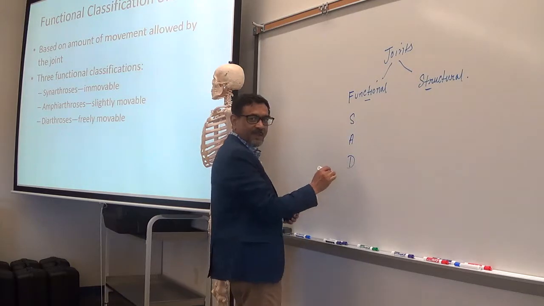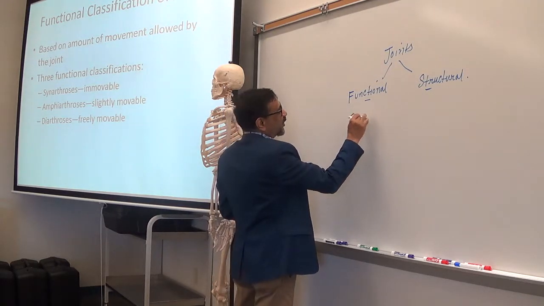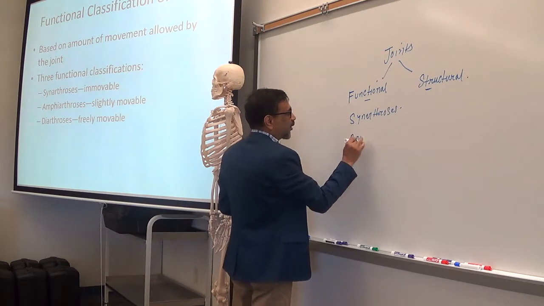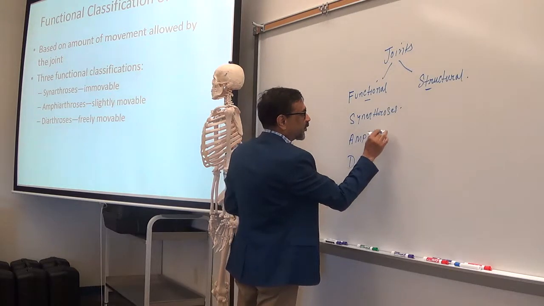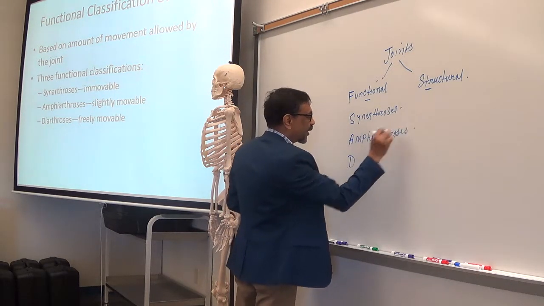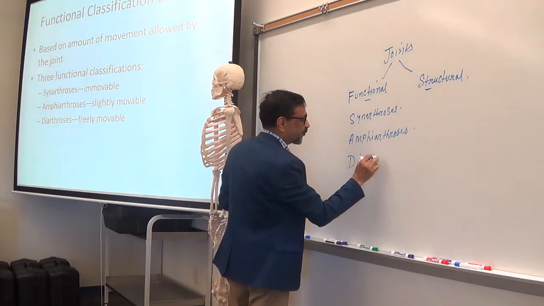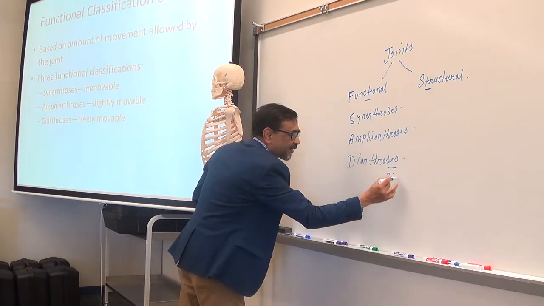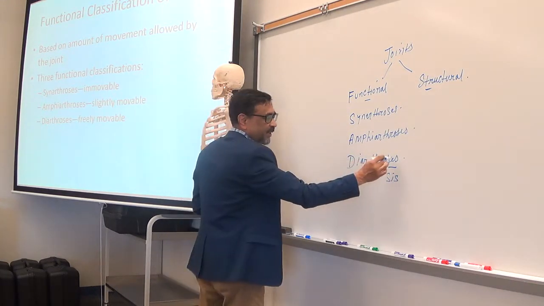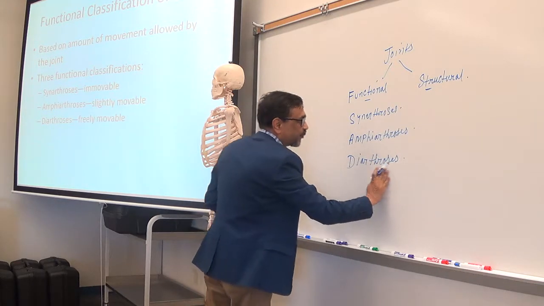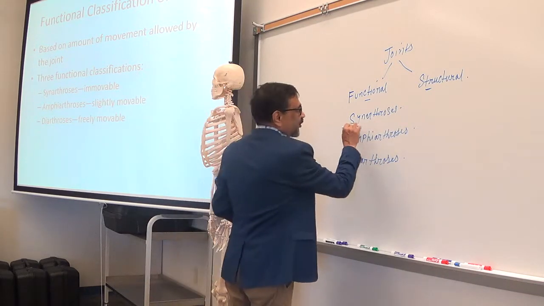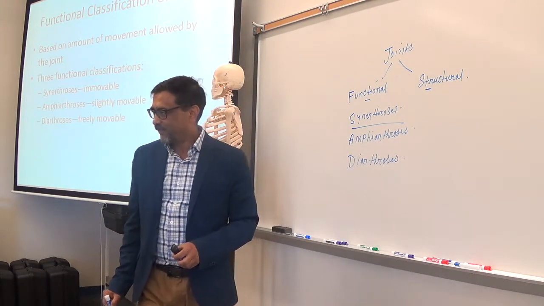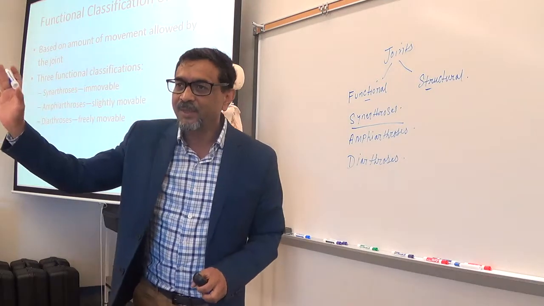SAD, if you remember, SAD, okay? Synarthrosis, amphiarthrosis, and diarthrosis. If I say S-I-S, that indicates one joint. When we say S-E-S, that means plural. Synarthrosis, immovable joints, where no movement occurs.